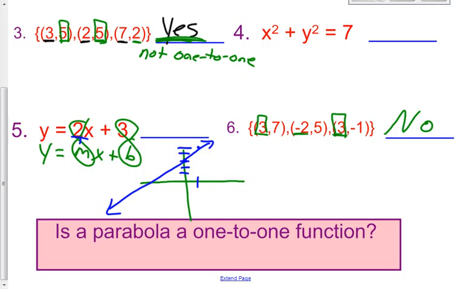So now I guess the question remains, is this a function? Does it pass the vertical line test? Let's just take out our straight edge here. Does it pass the vertical line test? Oopsie.